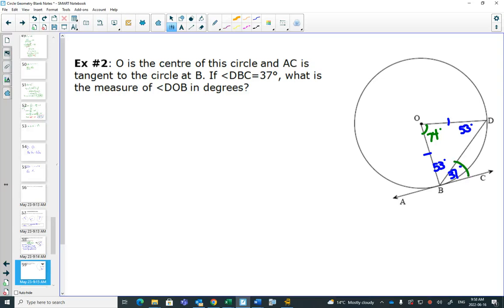DBC is this one right here. So we can now say that angle DOB is equal to 74 degrees. And can you see that that's just double the 37? Because if the 37 was equal to the inscribed angle, and the central is double the inscribed angle, so now the central angle will always be double the angle between a tangent and a chord.